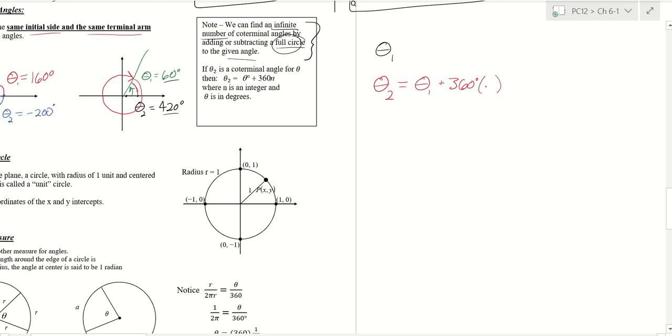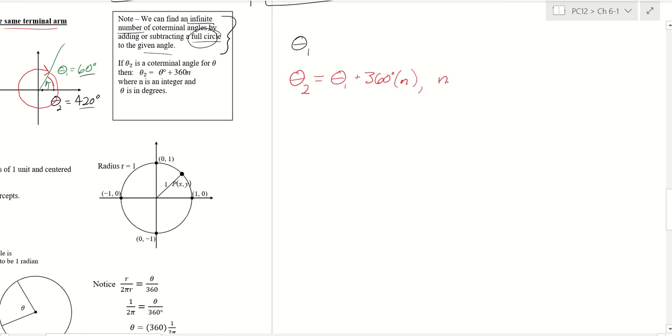In general, you could add to some initial standard angle n full revolutions, where n is simply an integer. And this is essentially what this last paragraph says. So that's really coterminal angles in a nutshell. Here, theta 2 is going to be some angle that is coterminal to theta 1, as long as you take theta 1 and add 360 degrees n times, where n is either positive or negative, and an integer.